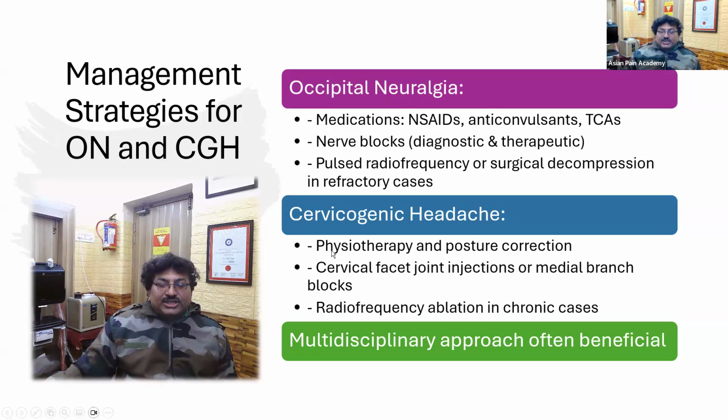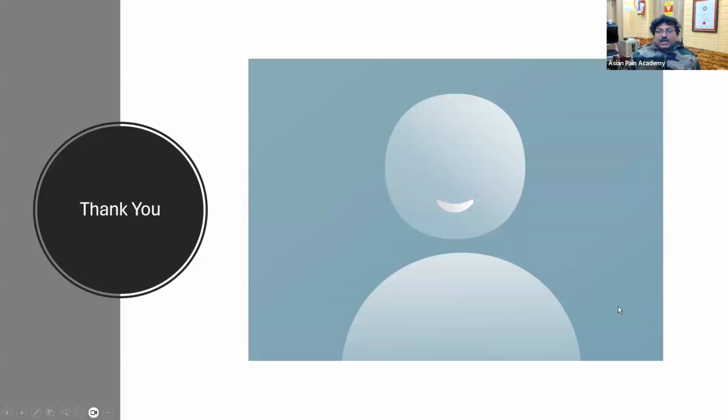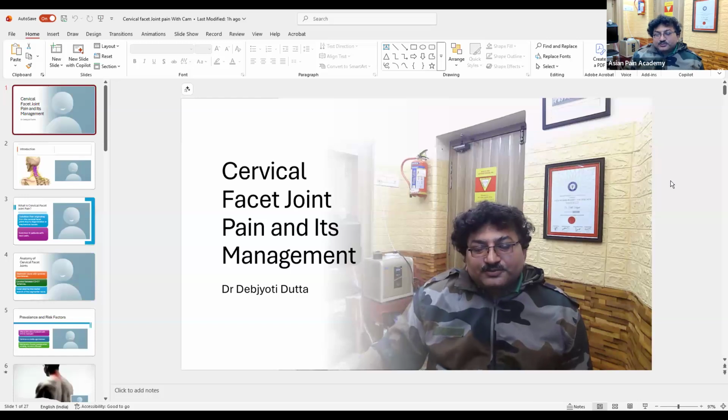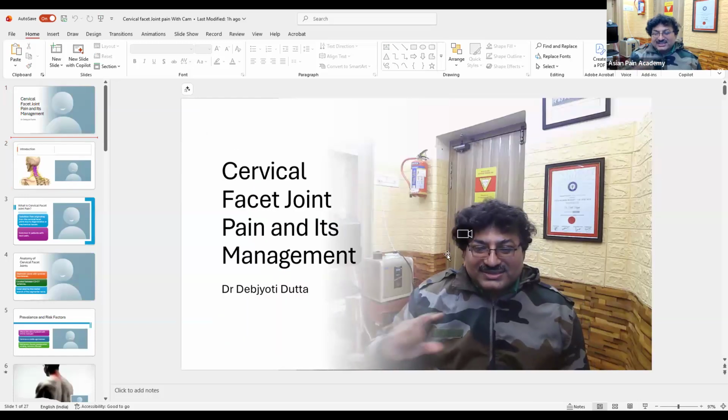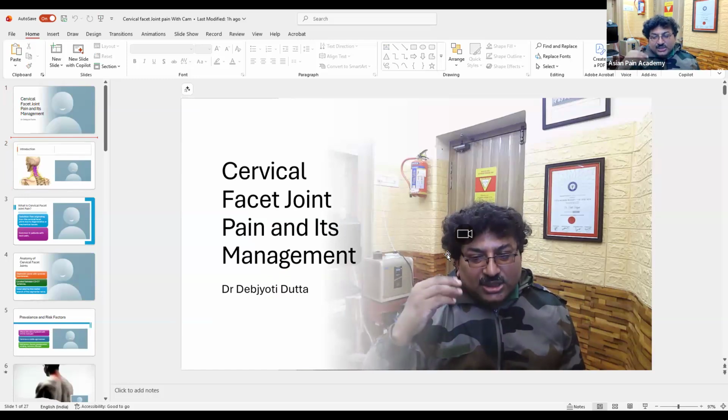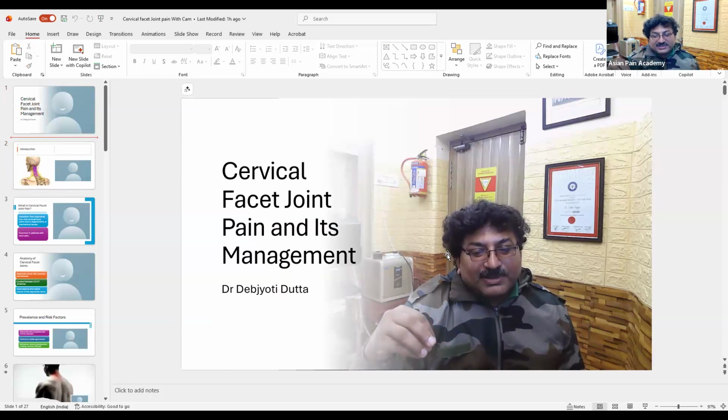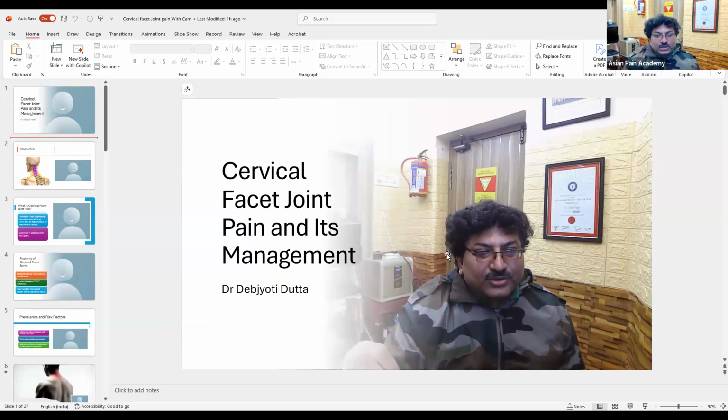And in cervicogenic headache, the initial part is the conservative management. If it is not responding, we have to go for the facet joint injections or the radiofrequency ablation. And in both cases, a multidisciplinary approach is beneficial. Now, I think it's the time you see those procedures, because I deliberately skipped the step-by-step procedure. The most important parts, including the complications, I have told. So we'll be seeing the whole procedure now.